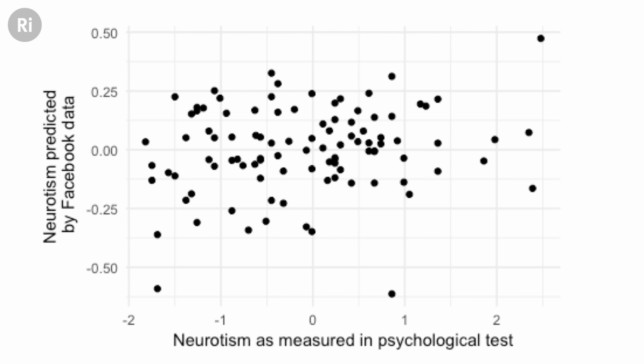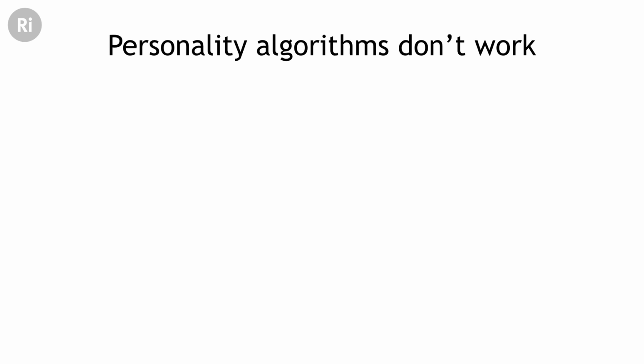But there are lots of exceptions to this rule. Here are a bunch of people who Facebook thinks are neurotic, but when they do a neuroticism test, aren't neurotic at all. And here are a bunch of people who Facebook thinks are not neurotic, but when you do a psychology test on them, they're very neurotic. So there's a scientifically reliable result, but that isn't enough to actually build an algorithm to identify people's personalities. And so I found that personality algorithms just don't work.